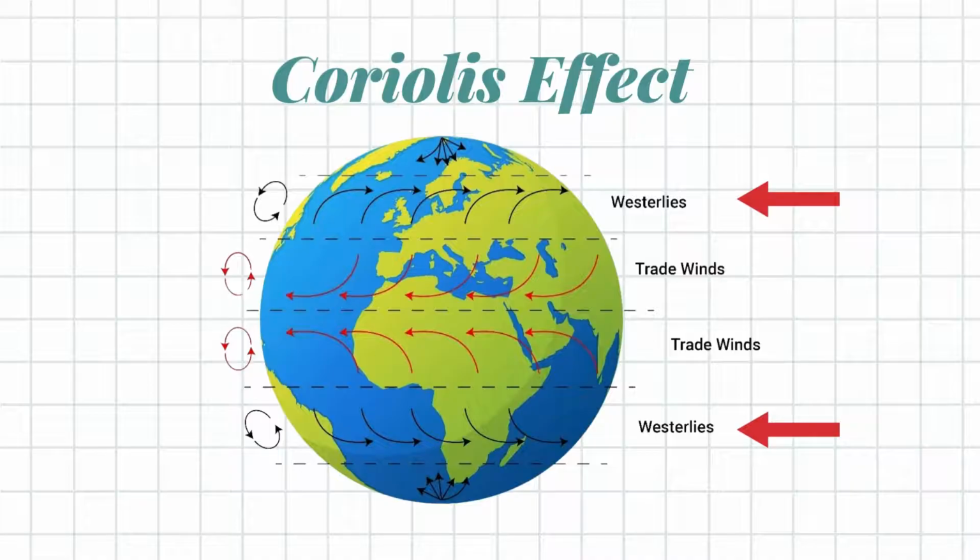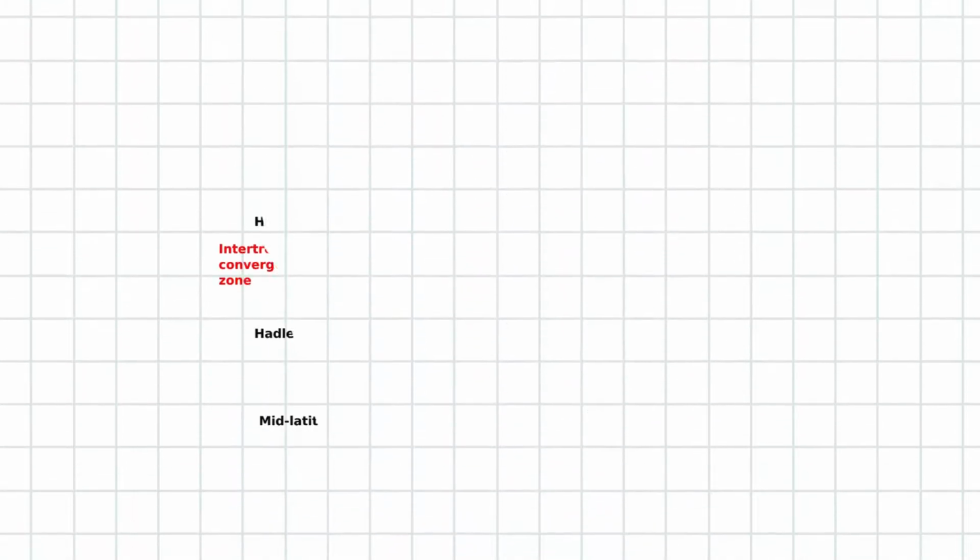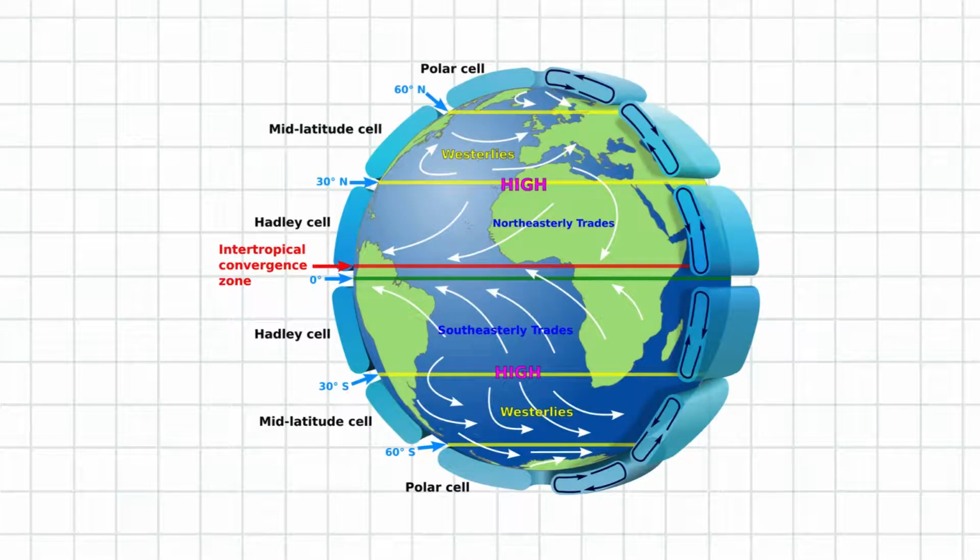And the polar easterlies are winds that blow from east to west near the poles. They're responsible for moving cold air from the polar regions. These prevailing winds, along with cell circulation, such as Hadley cells, Ferrel cells, and polar cells, create global wind patterns that affect everything from rainfall to the distribution of deserts, forests, and other ecosystems.